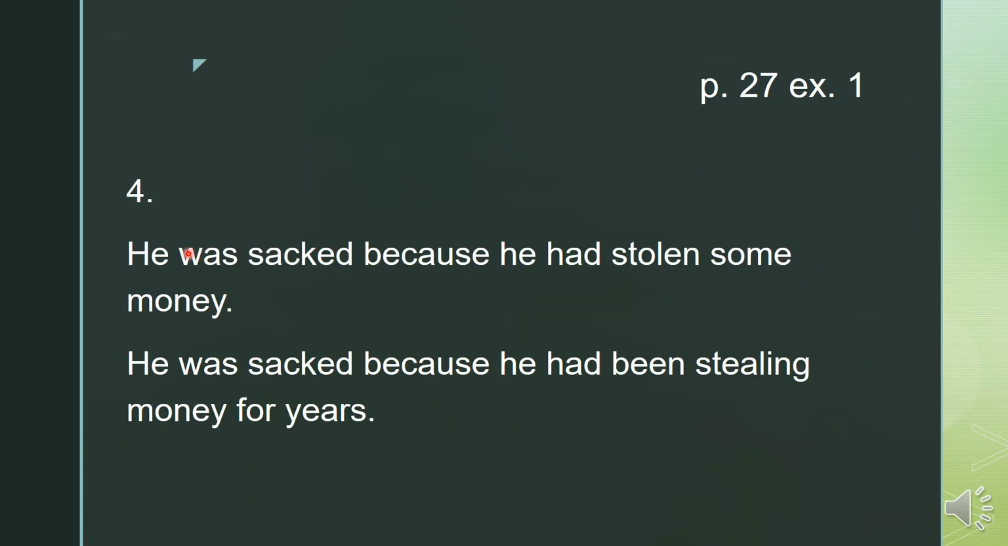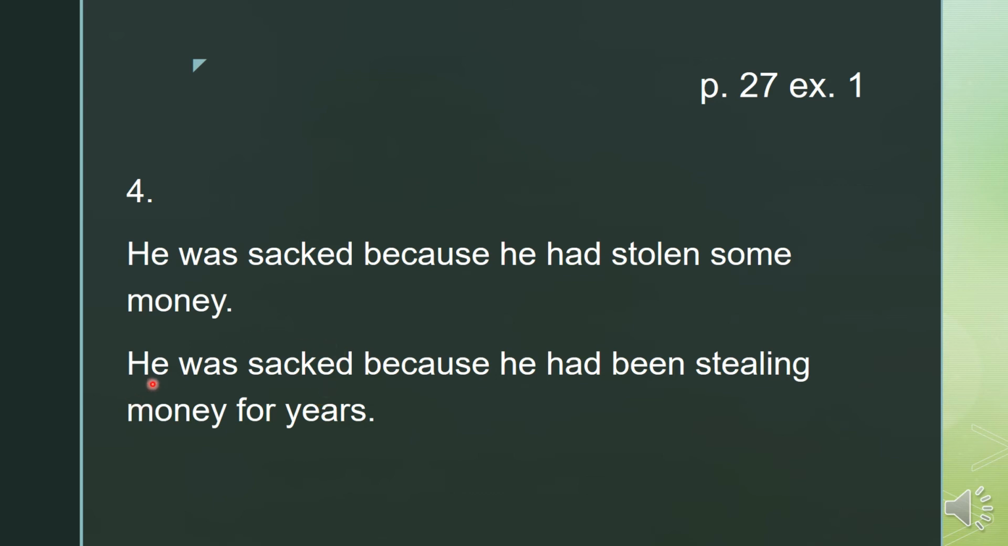Number 4, he was sacked because he had stolen some money. Sacked, what is this? This means he was fired, right? When they say no more, you can't work here anymore. This is sacked or fired. He was sacked because he had stolen some money. What happened? Well, this man stole some money, and then his boss must have learned about this. He found out, so he said, "You're fired." Right?